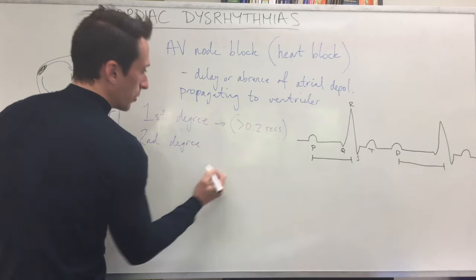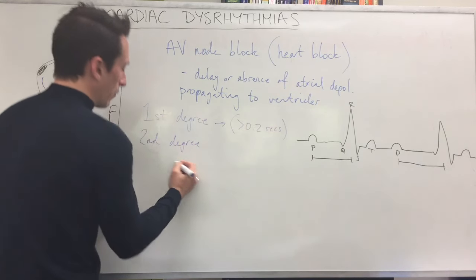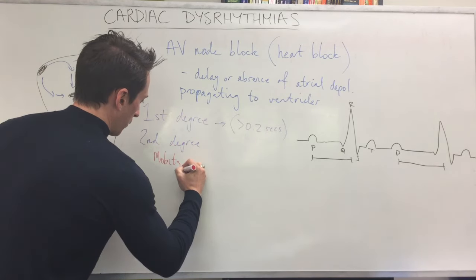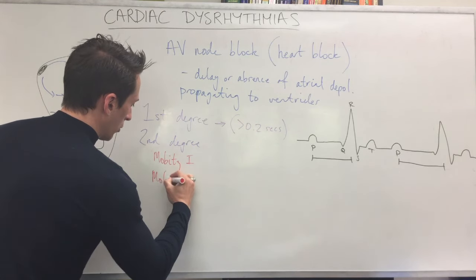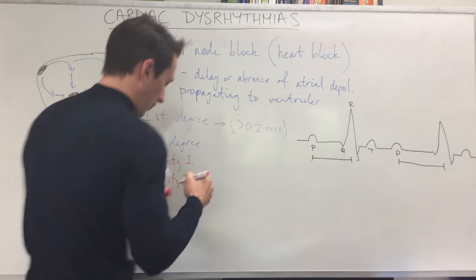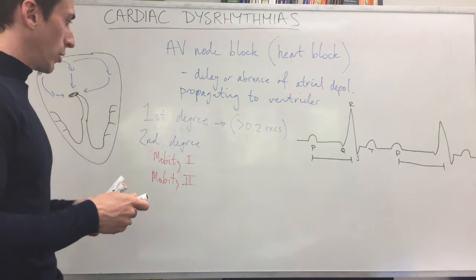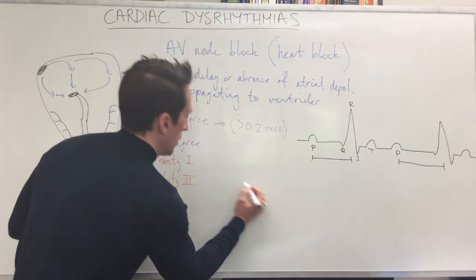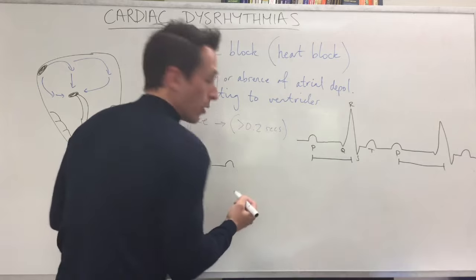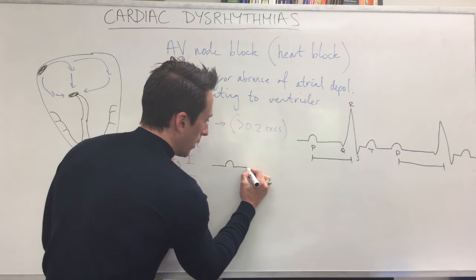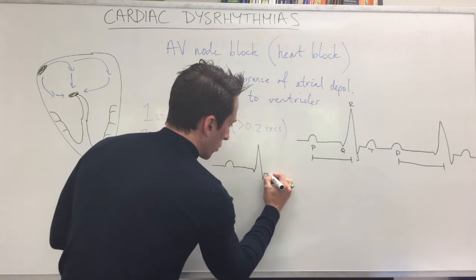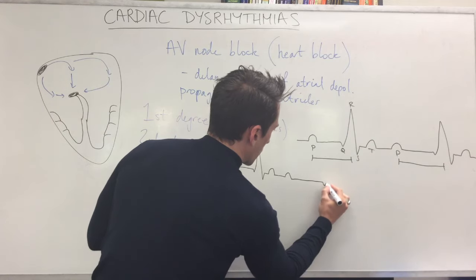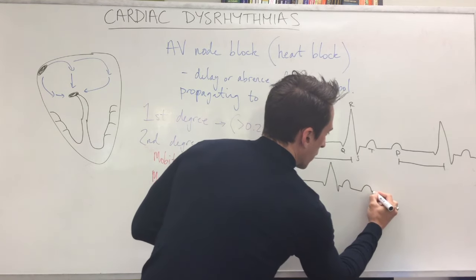Second degree heart block can actually be broken down into two types. You can have what we call Mobitz 1 and Mobitz 2. Okay, what's the difference between Mobitz 1 and Mobitz 2? So, what happens again is that there's some sort of delay that's occurring, and you'll have your P wave, then you're going to have your delay, then you're going to have your QRS complex and T, then you're going to have your P wave, but then the delay gets longer. QRS complex, P wave, greater delay.